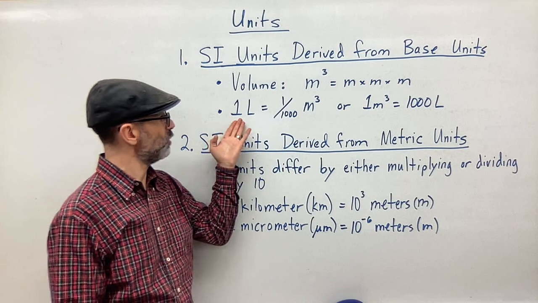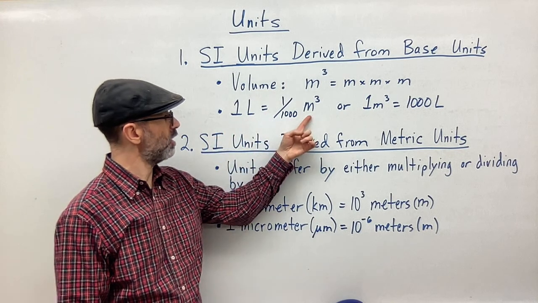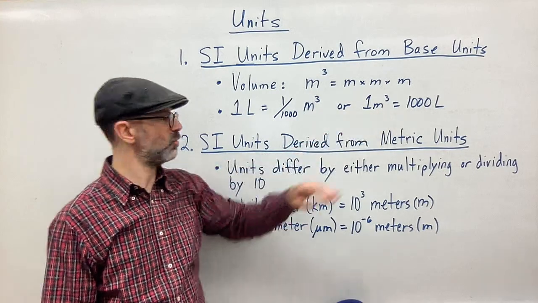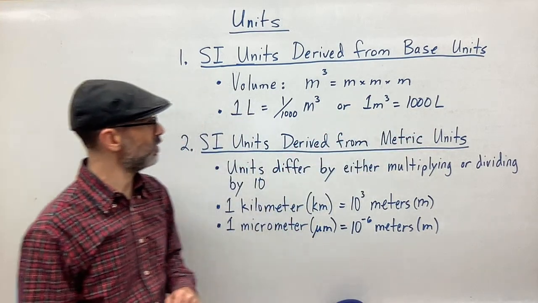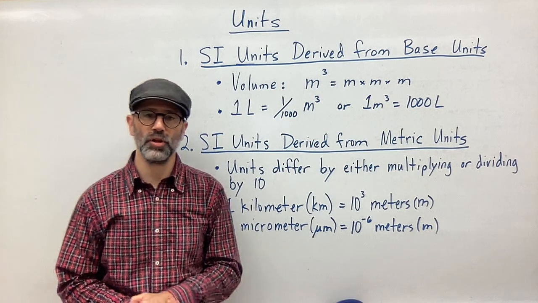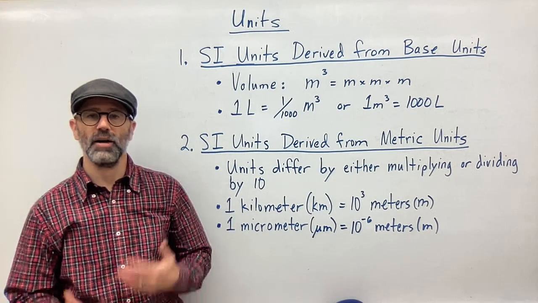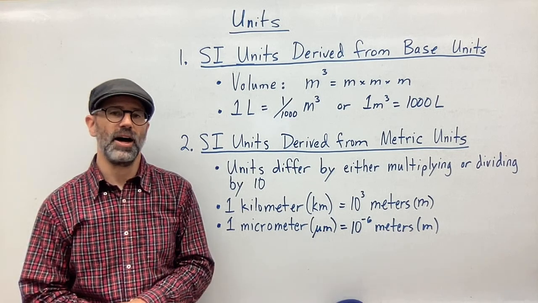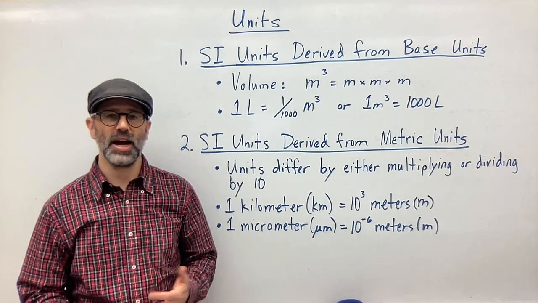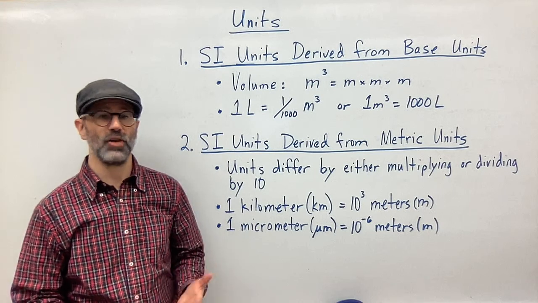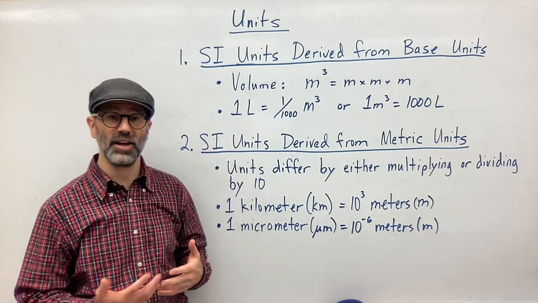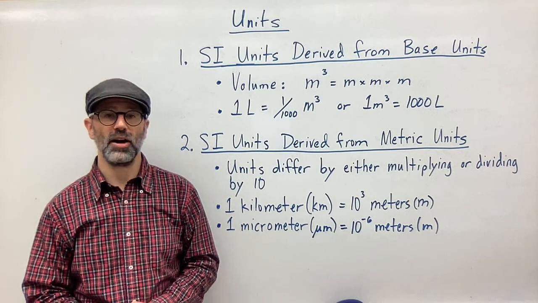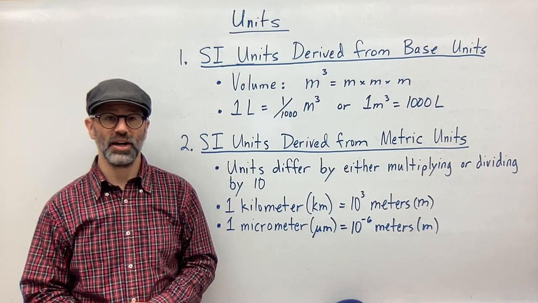A liter is defined as 1/1000th of a meter cubed, or another way to put it is 1 meter cubed is equal to 1,000 liters. So liter is a more convenient unit to use. This is an example of units that are derived from base units. So these are SI units. Liter is an SI unit, but it is derived from base units that are other SI units.